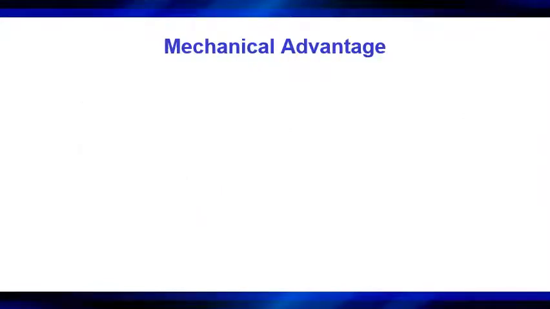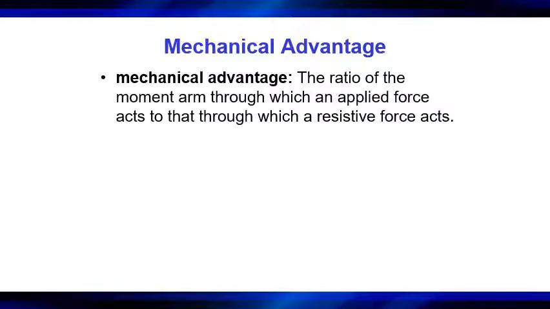Okay, so the concept of mechanical advantage. I'm not so much worried about you being able to calculate mechanical advantage per se. I just want you to understand the concept and what it means when you look at the different classes of lever. It's a ratio of the moment arm through which an applied force acts to that through which a resistive force acts. So if you remember, we have those two arms, our moment arm, or force arm, and our resistance arm. And again, each one is measured as the perpendicular distance from the fulcrum.